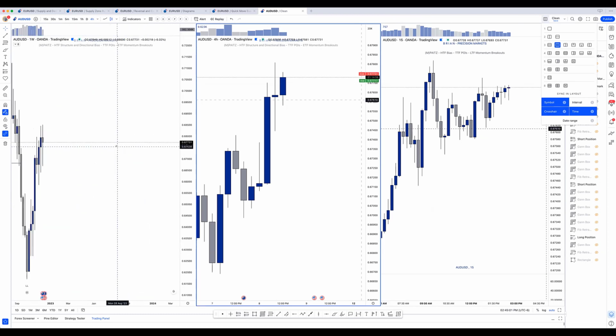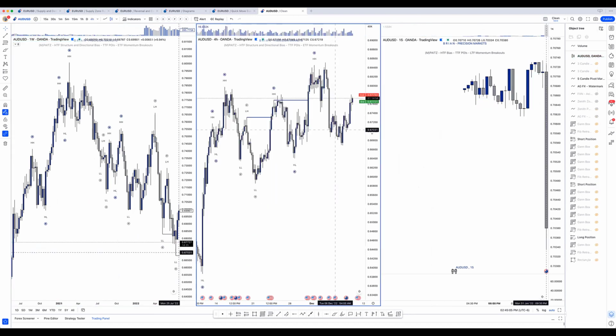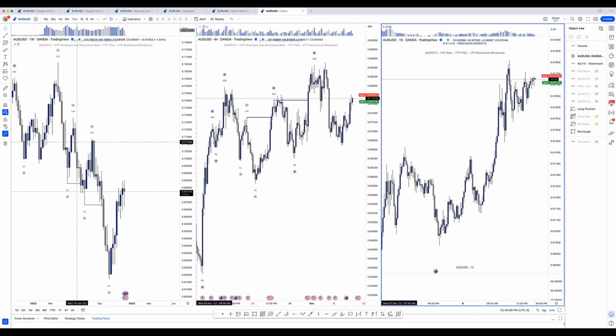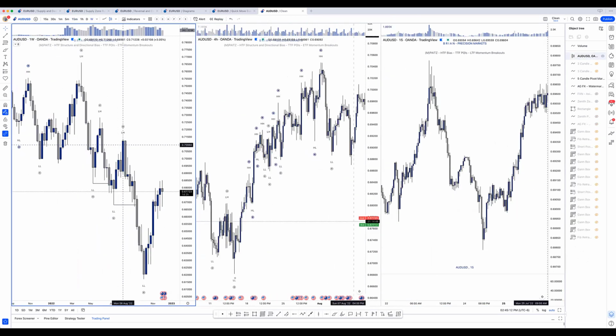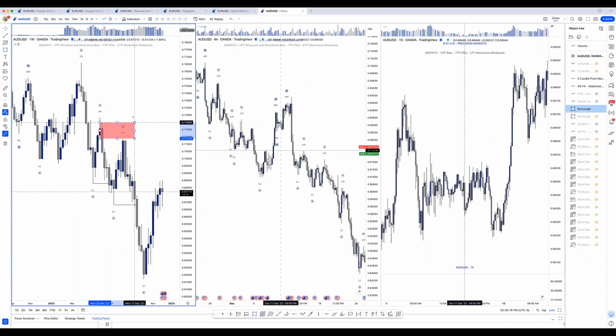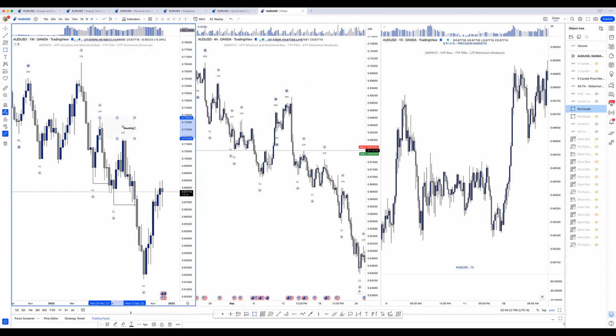All right. So let me see if I can make this work today. All right. Cool. So here we have the weekly chart, right? Price comes into a supply zone here. So this is a weekly supply. No, not monthly, weekly.